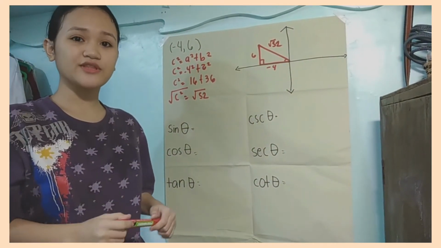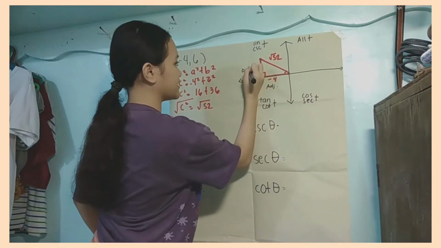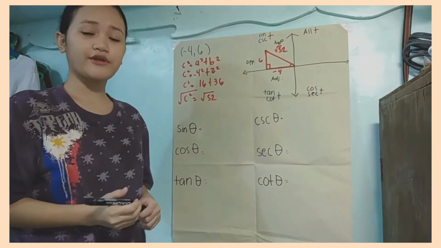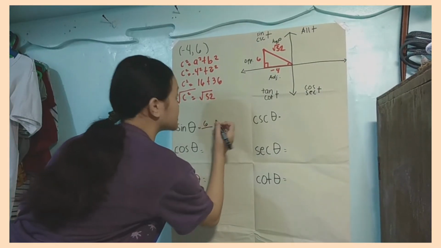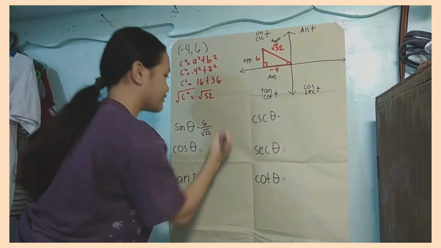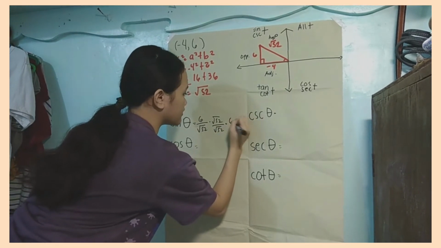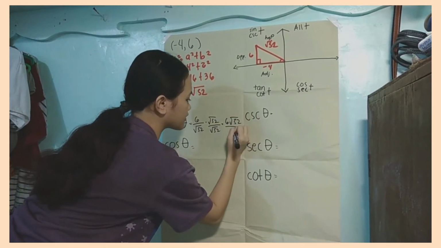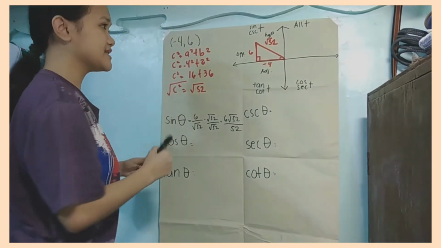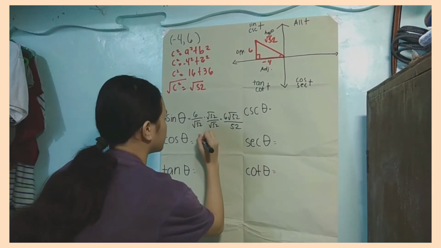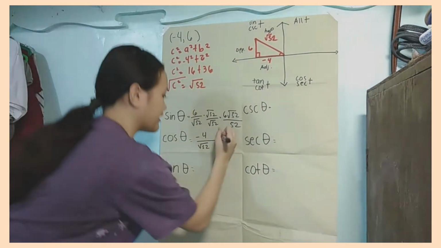Now let's go to the 6 trigonometric functions. This is our adjacent, this is our opposite, and this is our hypotenuse. The ratio of sine theta is opposite over hypotenuse, so that means it is 6 over square root of 52. Then, let's rationalize it. Next, cosine is adjacent over hypotenuse. Let's rationalize it again.